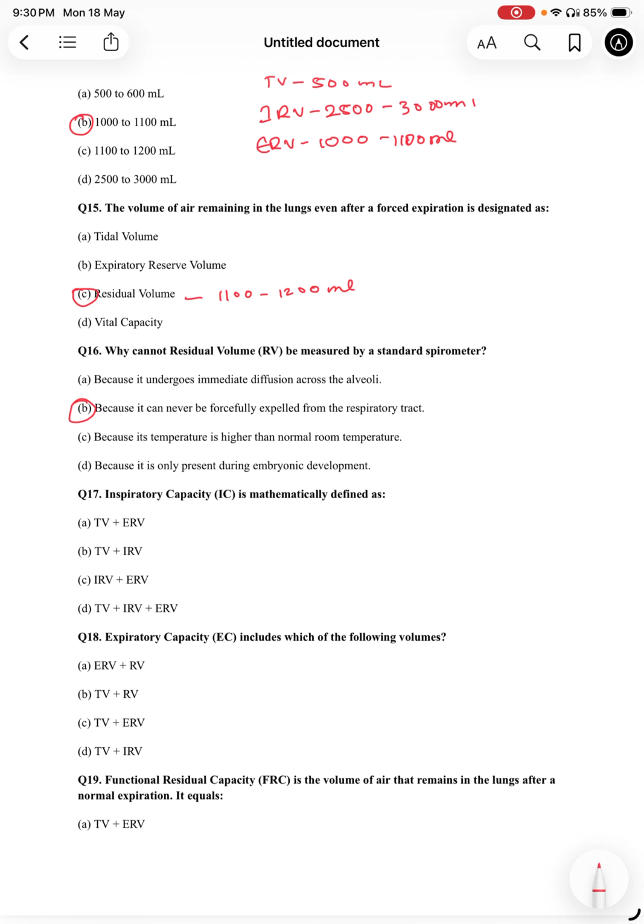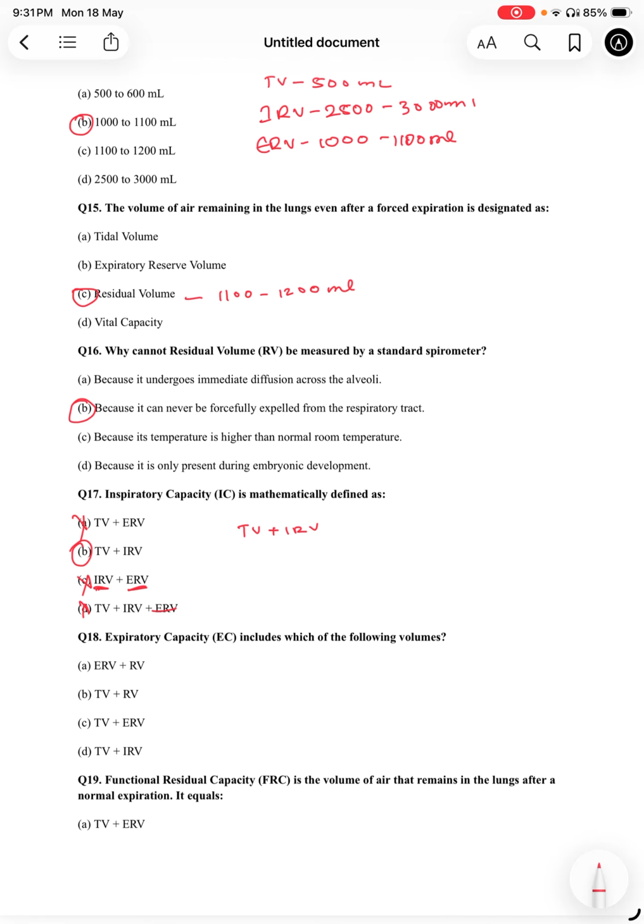Now, what is inspiratory capacity? It's the maximum total volume of air an individual can inhale following a normal unforced expiration. So, how can we answer this? It is basically TV plus IRV. Okay, so that is the answer. TV plus ERV? No, TV plus IRV. IRV plus ERV? No, wrong. TV plus IRV plus ERV? No, ERV should not be included.